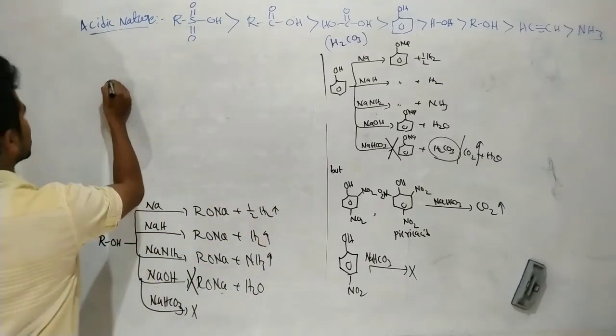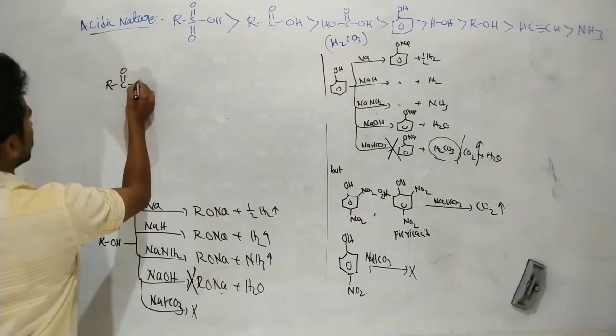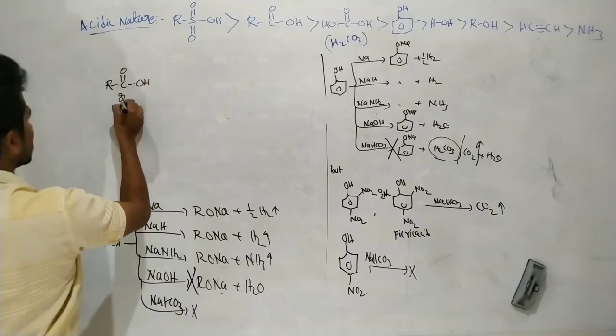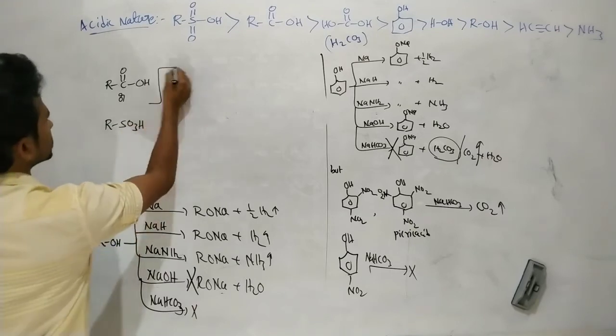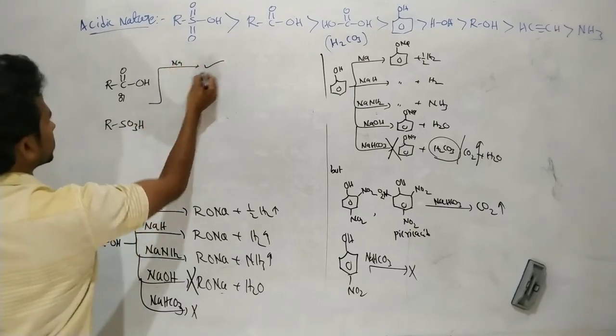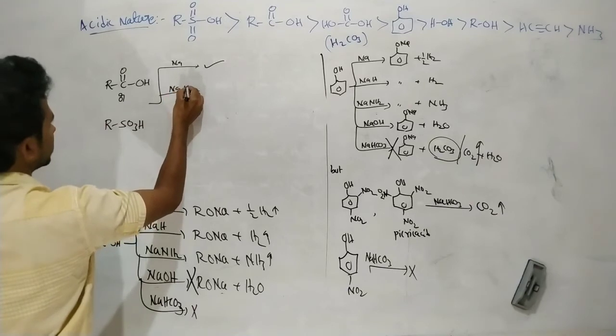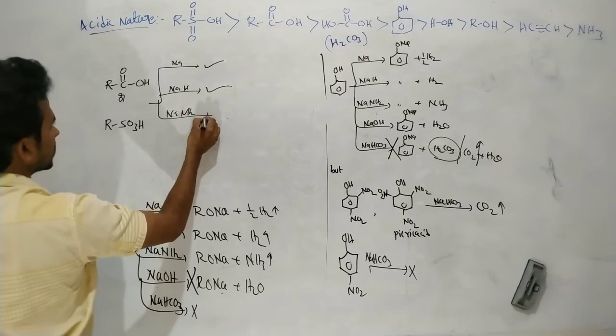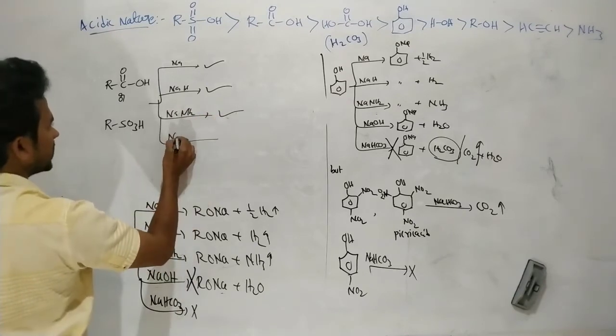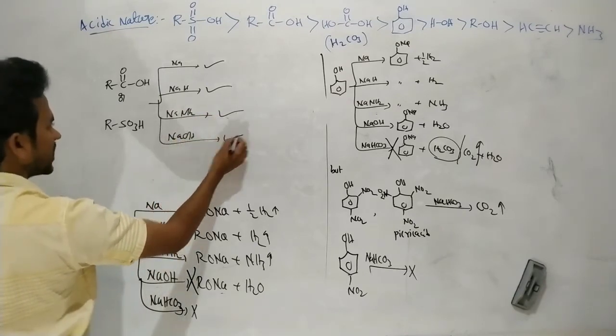Carboxylic acids are more acidic. So RC double bond O, OH. Okay, and sulfonic acids are also more acidic. So here there is a reaction with sodium and sodium hydride, we can see reaction, and sodium amide, we can see reaction, and NaOH, we can see here there is a reaction.